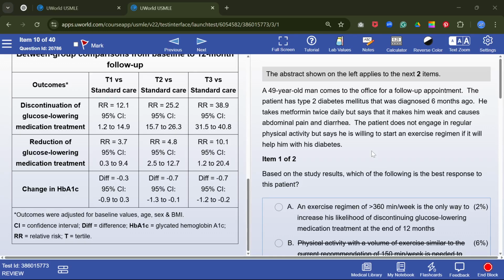A 49-year-old man comes to the office for a follow-up appointment. The patient has type 2 diabetes mellitus that was diagnosed 6 months ago. He takes metformin twice daily, but says that it makes him weak and causes abdominal pain and diarrhea. The patient does not engage in regular activity but says he is willing to start an exercise regimen if it will help him with his diabetes. Based on this study, which of the following is the best response to this patient?